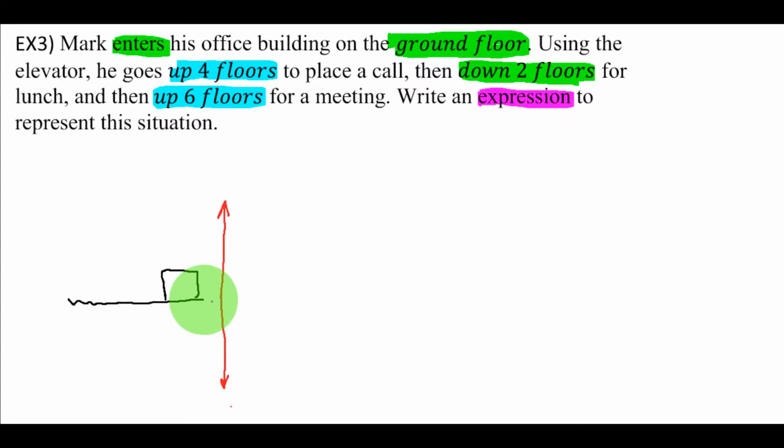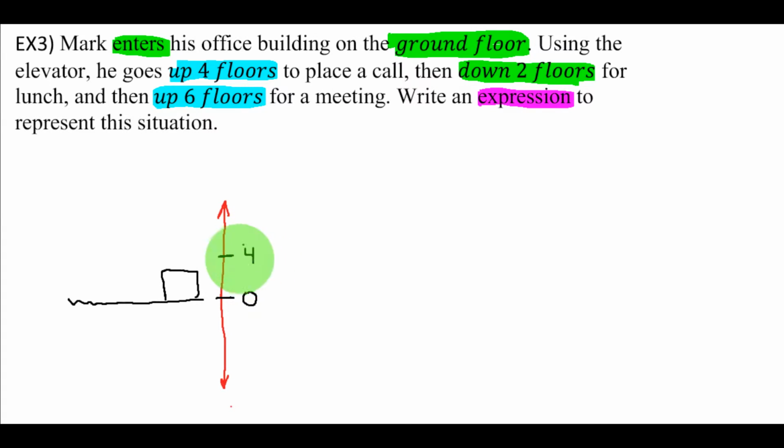And we know that this level right here, the ground level, we're just going to call it 0. So I'm going to put a mark on my number line and say that this is 0. At the start of this problem, it says Mark enters on the ground floor. So he enters here on the ground floor and he must get into the elevator. The next thing he does is he goes up 4 floors. So I'm going to make a note here that he moves up 4 floors.